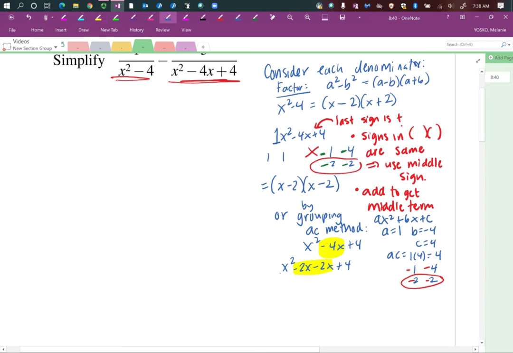Then we're going to factor by grouping. We're going to group the first 2 together, and then we group the back 2 together. We're going to try to factor the first 2. What do x squared minus 2x have in common? They both have an x. That is the greatest common factor. And then we have x minus 2 left over. Looking at the back 2 terms, -2x plus 4, we're going to find the greatest common factor there.